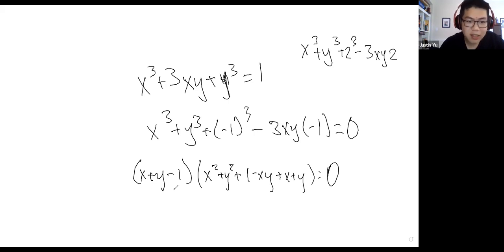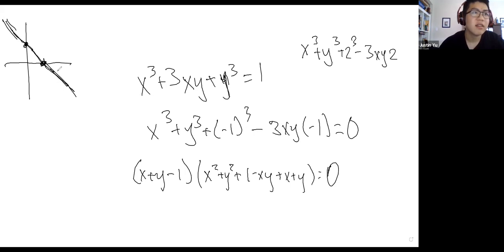If x plus y is equal to 0, we get this graph right here. So that's one case. We've already found an entire piece of it. We're just trying to find the graph of this, what this looks like.